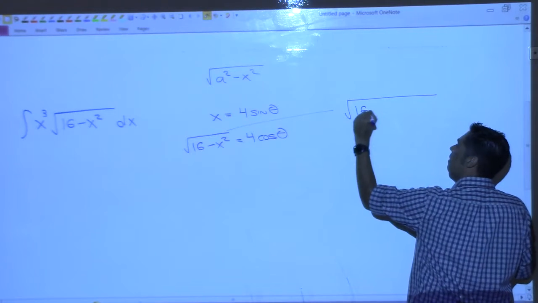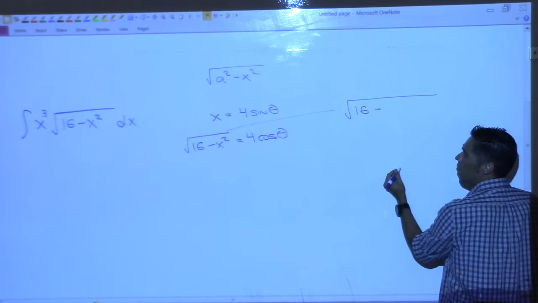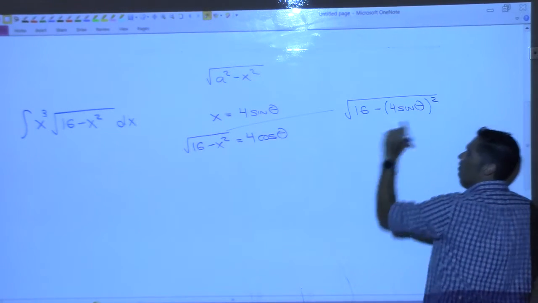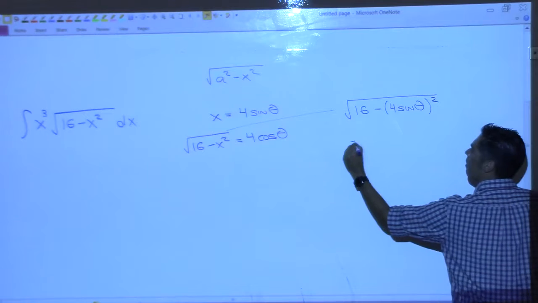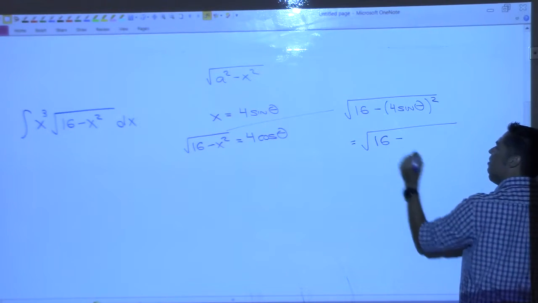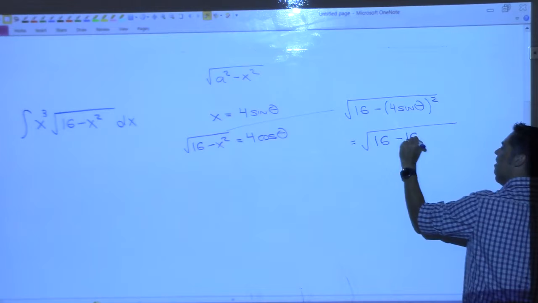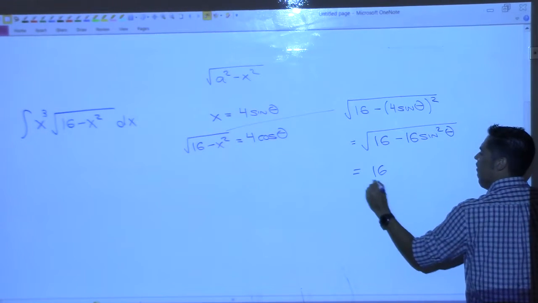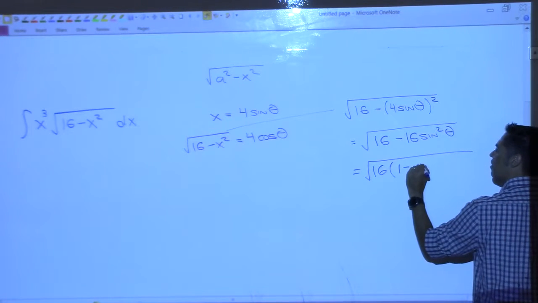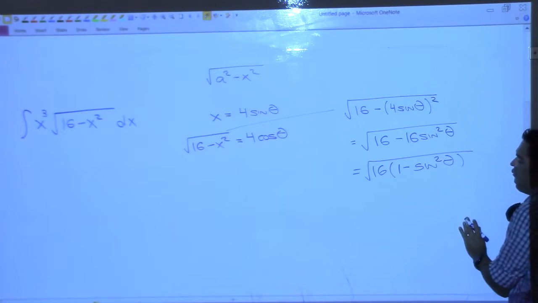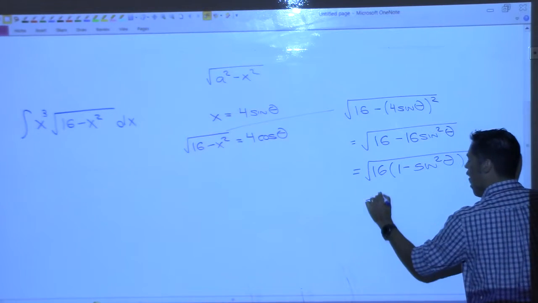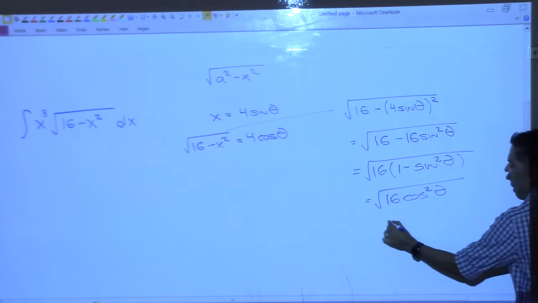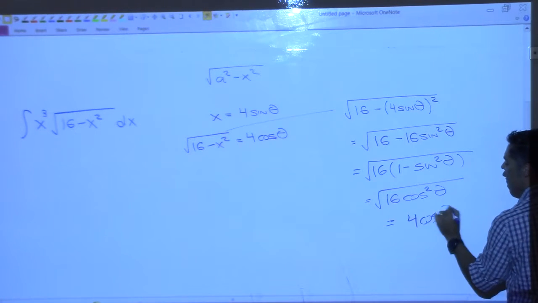Okay, 16 minus what's x? 4 sine theta, right? But then I'm going to do what with that? Square it, right? Boom. That's the square root of 16 minus 16 sine squared theta. What do both of these have in them? 16. Factor it out, I'm left with 1 minus sine squared theta. What is 1 minus sine squared theta? Cosine squared theta. Take the square root of both of those. What do you get? 4 cosine theta.